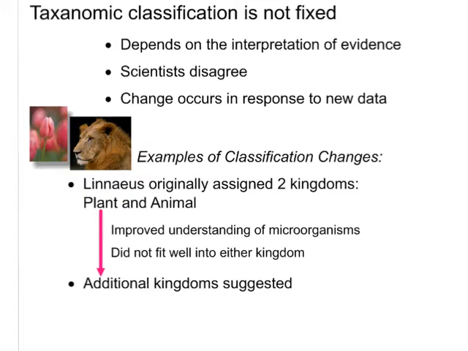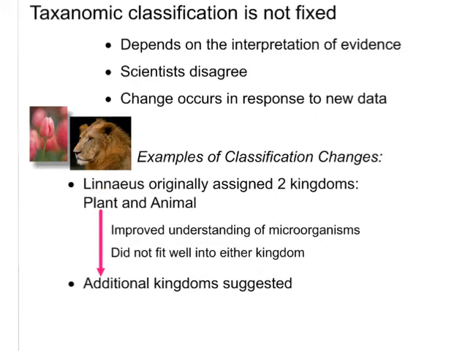And that's important to talk about because things change in our systems of classification. Taxonomic classification is not a fixed thing. It depends on a lot of different things. It depends on the interpretation of the evidence. Scientists often disagree about how it's interpreted, and also there is new data that comes about, and so changes will occur in the way we classify things based on that new data.